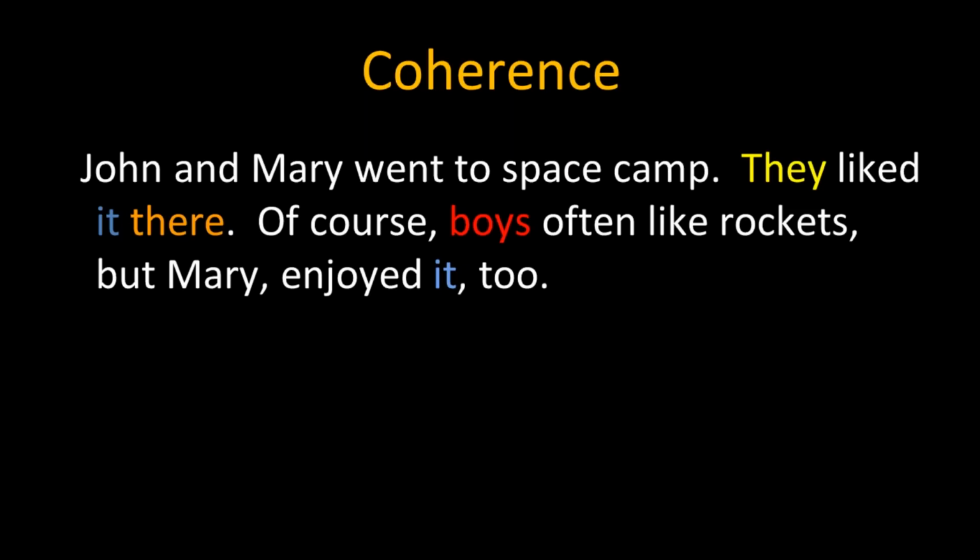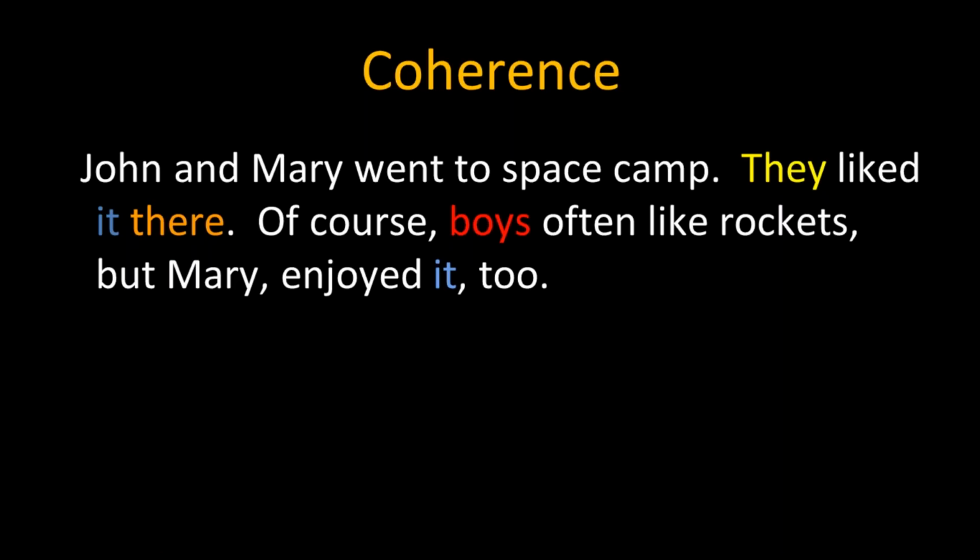John and Mary went to space camp. They liked it there. Of course, boys often like rockets, but Mary enjoyed it too. In this small sentence, and this isn't really even a sentence that's of any great length in terms of sentence structure, I still have a lot of things I need to know. I need to know that they is representative of John and Mary. I know it and there are kind of space camp. Those are the same places.